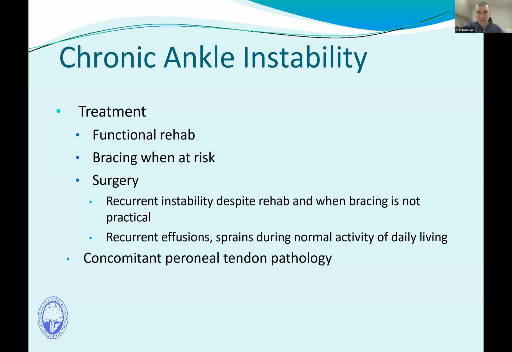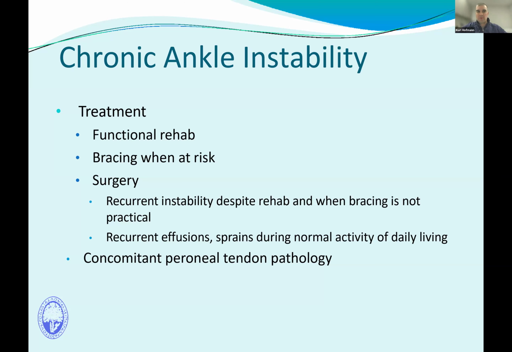Now, the main segue between these two talks tonight is looking at concomitant peroneal tendon pathology. So again, when the ankle ligaments are unstable, and when they're not doing their main function, then the tendons have to work overtime. That puts the tendons at risk. Again, most commonly the peroneal tendons, given their location and proximity to the lateral ankle ligaments.